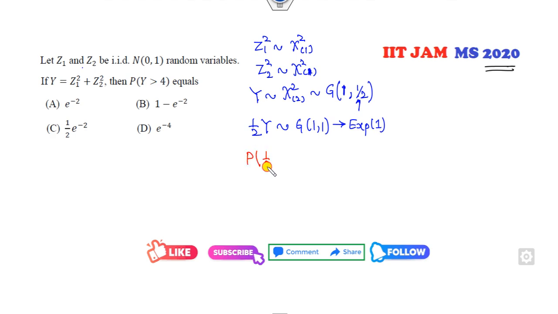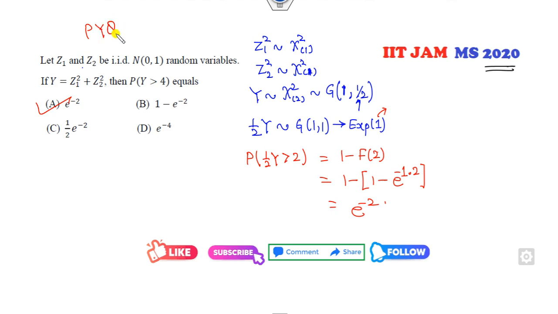So it is probability of half of Y greater than 2. Now I can write this in the form of the CDF at 2. The CDF is 1 minus e to the power minus lambda x, with lambda as 1 and x as 2. So it is e raised to power minus 2. A is the right answer. You can see the same concept asked in each year. That's why solving previous year questions before the examination is very, very important.